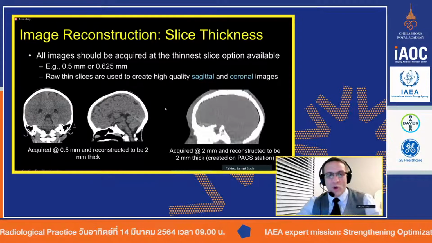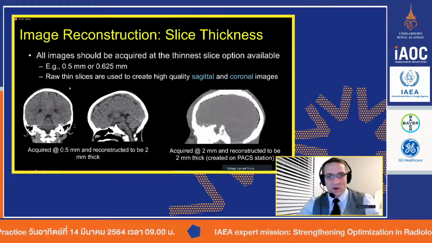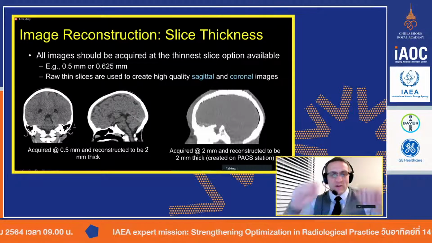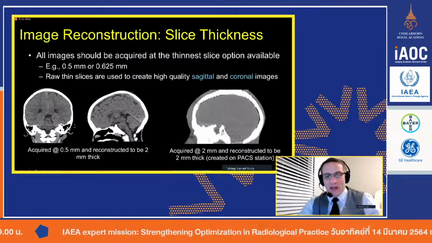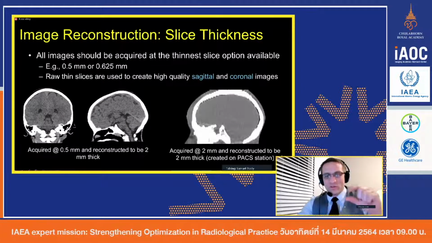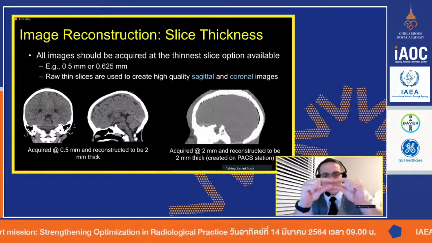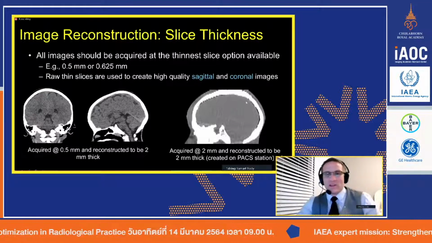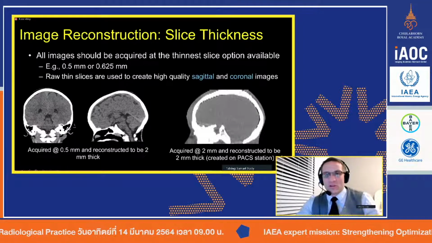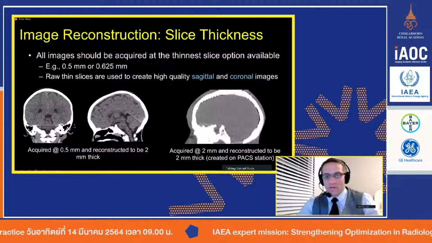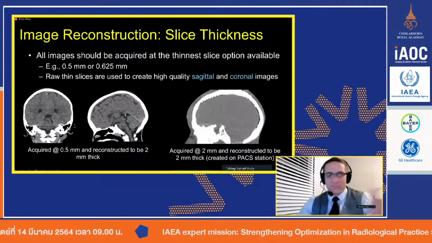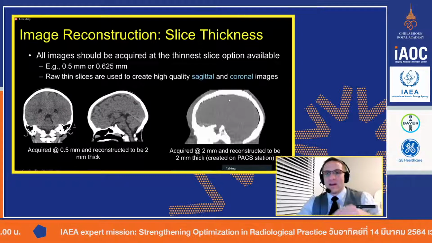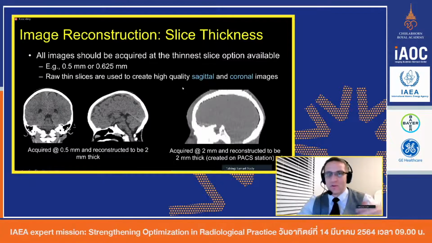This is an example of acquired at 0.5 millimeter, but reconstructed to be 2 millimeters thick. If you acquire the actual data using detector elements that are 2 millimeters and then reconstruct at 2 millimeters, you get obviously poor image quality. You get what are called stair-step artifacts. Now, these types of artifacts have largely gone away because of the way we use multi-slice.